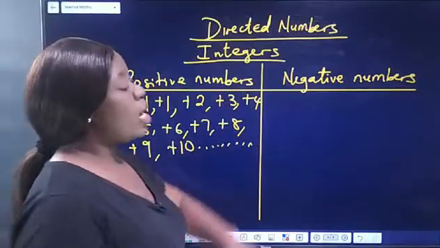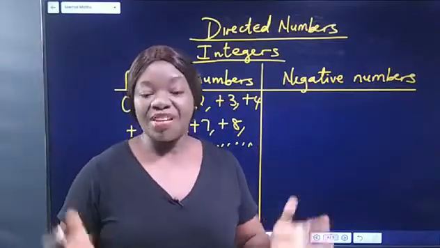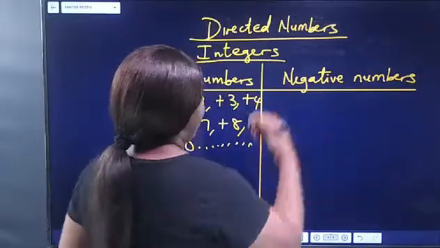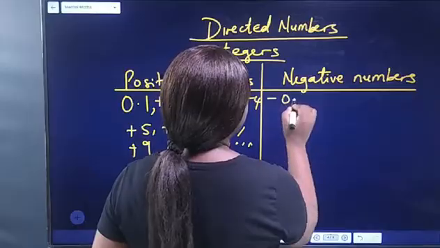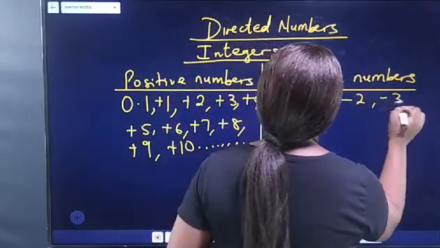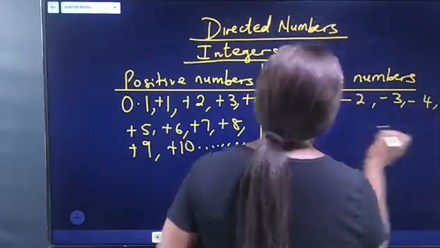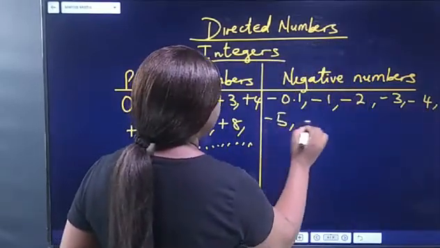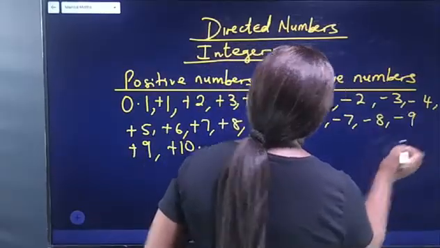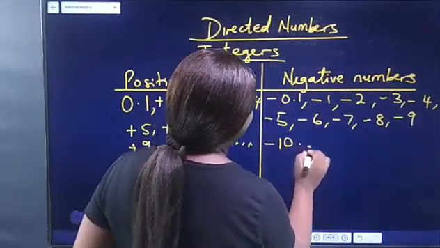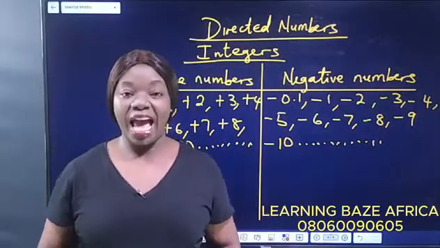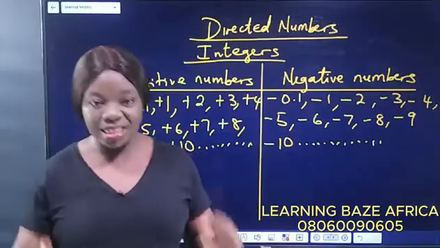All right, now what are negative numbers? Negative numbers are the numbers that have the minus sign, and they can start from minus 0.1, minus 1, minus 2, minus 3, minus 4, minus 5, minus 6, minus 7, minus 8, minus 9, minus 10 to infinity, as long as they have the minus sign.